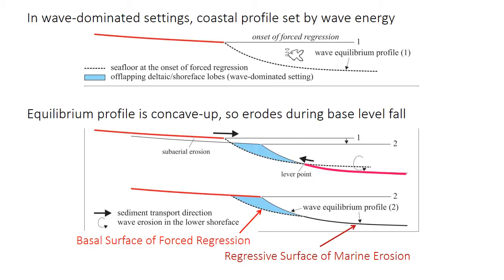The surface to the left of the lever point is called the basal surface of forced regression, but we're not going to deal with it because the basal surface of forced regression can't be recognized in outcrop. Because the facies succession is just a gradual shift from progradational offshore through progradational offshore transition through progradational shoreface sediments, with no obvious break or change in the stacking pattern.